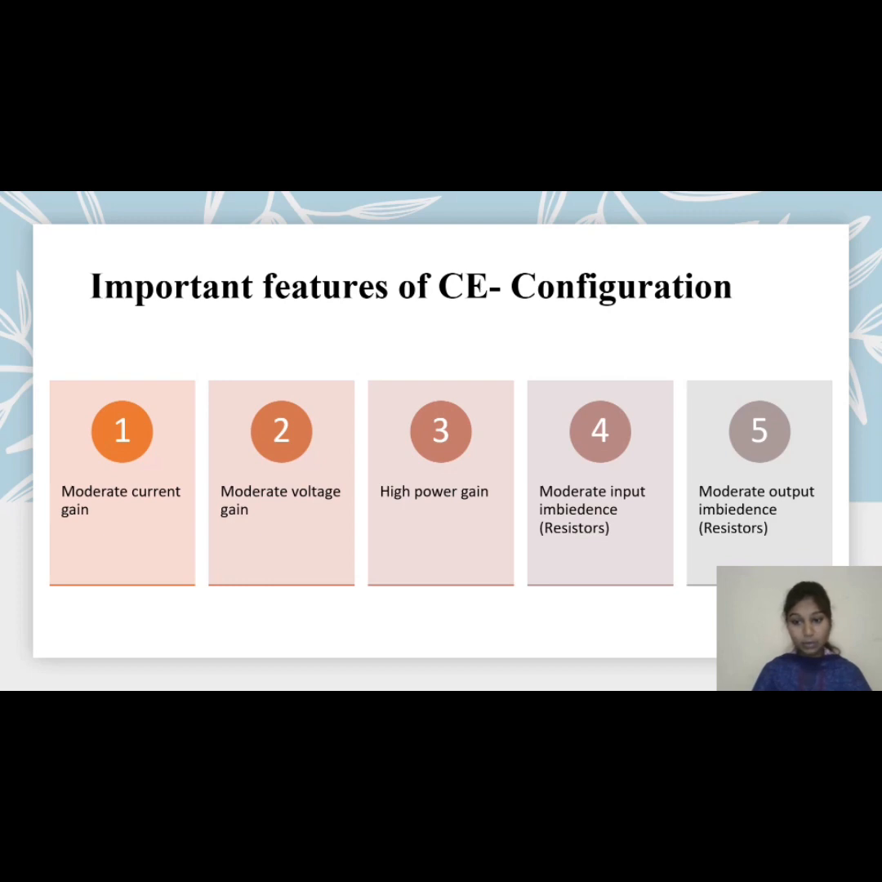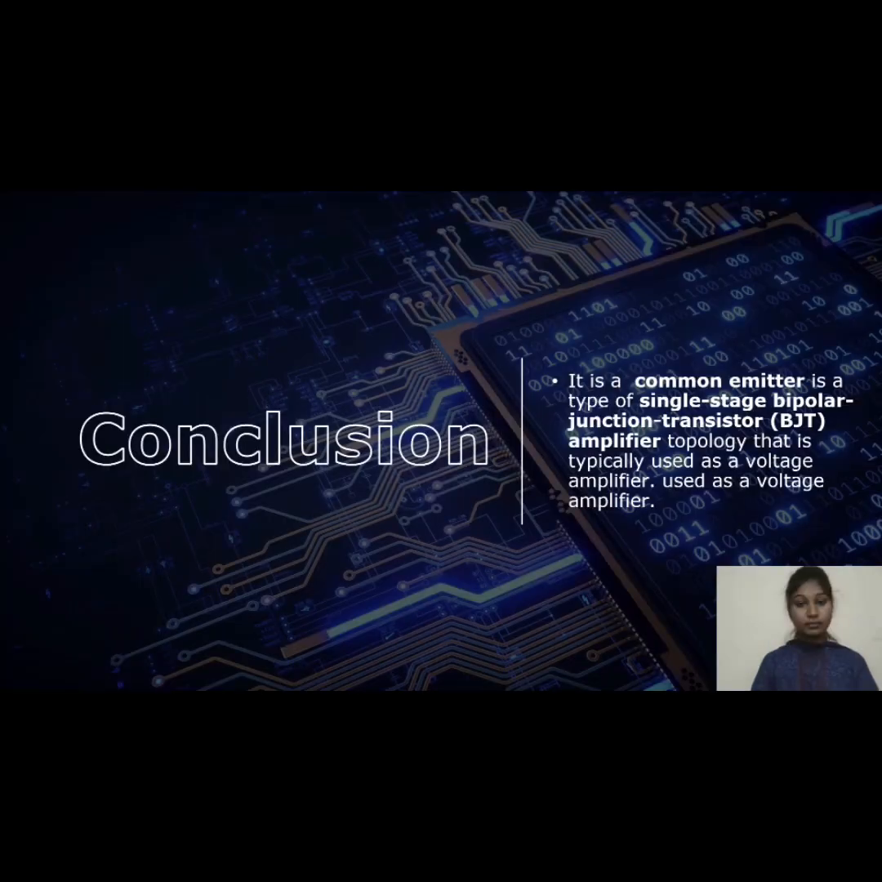Moderate output impedance, also called output resistance. And the last, the conclusion of this topic: common emitter configuration is a type of single-stage bipolar junction transistor amplifier and it is also called a BJT amplifier. It is typically used as a voltage amplifier.